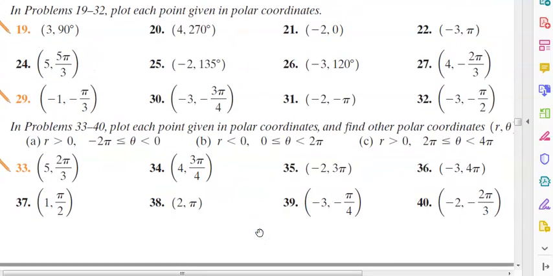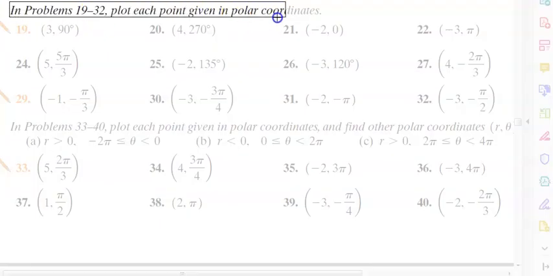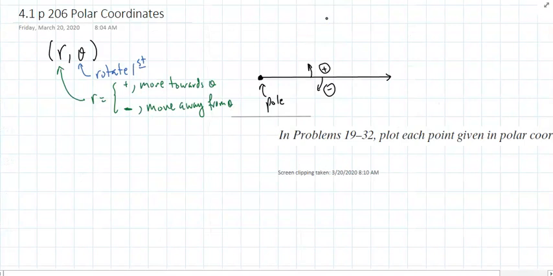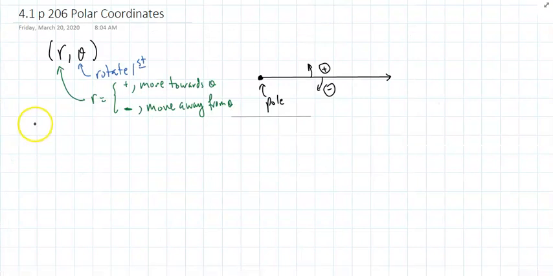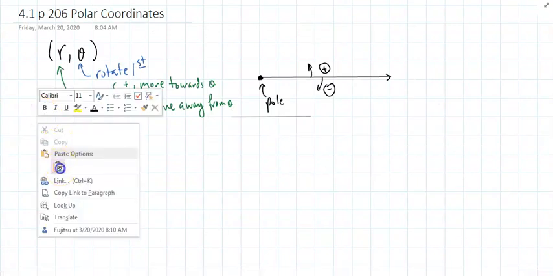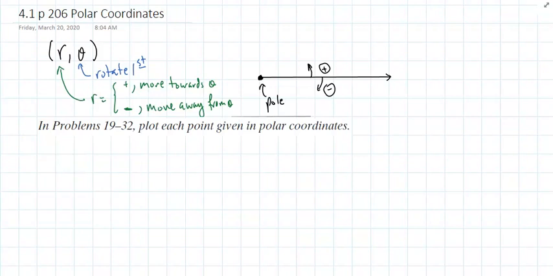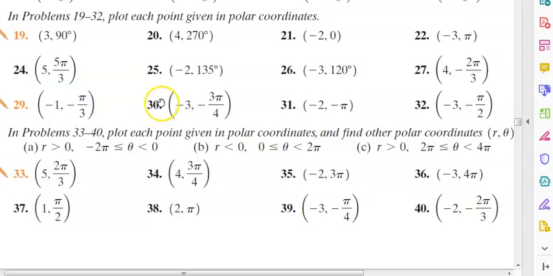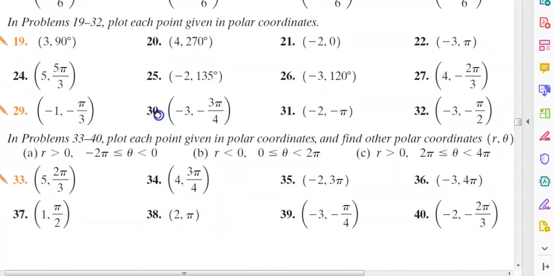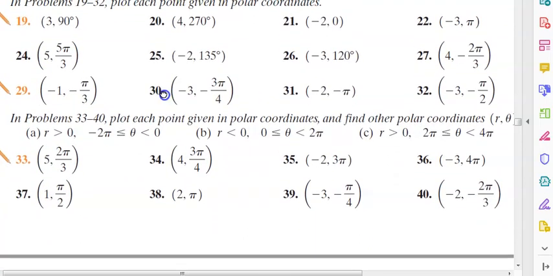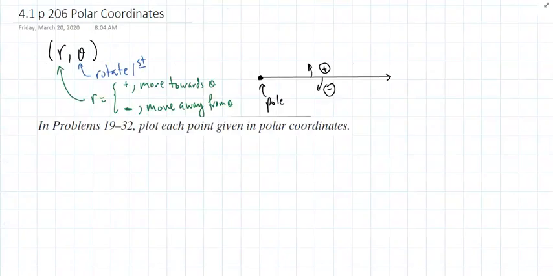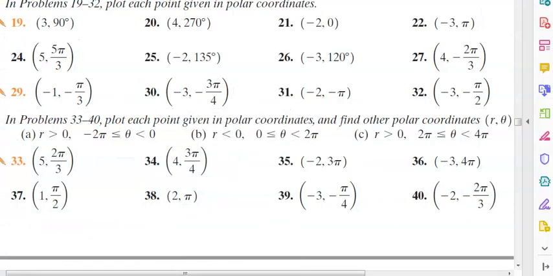So number 19 through 32, we want to do a few of those. So we need to be able to plot a point before I can plot an entire curve. I need you to really get this out of the way. So on your homework, on 11 through 31, I suggest you take that very seriously. Let's do a few of those.